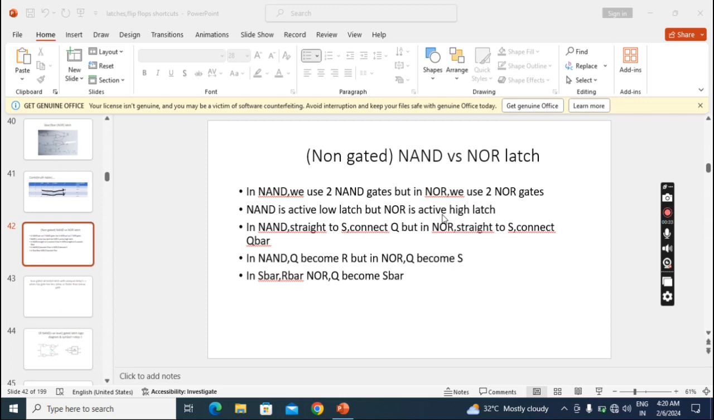So when we draw the logic diagram in a NAND latch, straight to the S we have to connect Q, but in NOR, straight to the S we have to connect Q bar. Suppose we observe the output: in NAND, Q is the same as the input R, but in NOR, Q will be the same as input S. But in the S bar R bar latch, Q becomes the same as S bar.